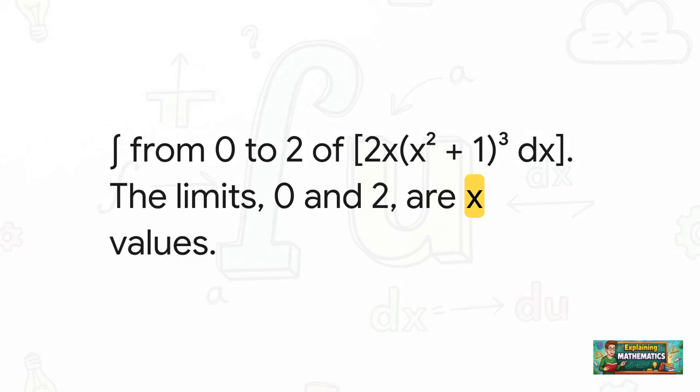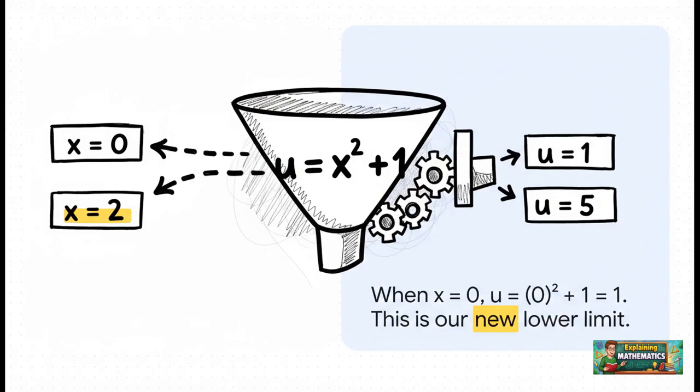The substitution part itself is pretty straightforward. If we let u equal x squared plus 1, then du is 2x dx, which is a perfect match. But the key question is, what on earth do we do about those limits, 0 and 2? Because those are x values, and we're about to enter the world of u. Since we're changing our entire integral from the world of x into the world of u, we have to change our limits too. It's easy.